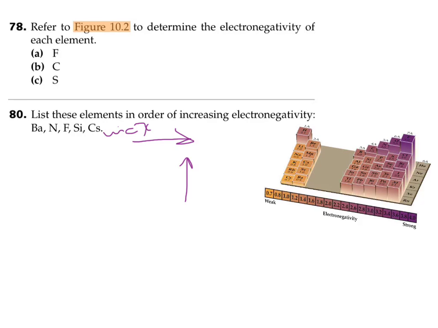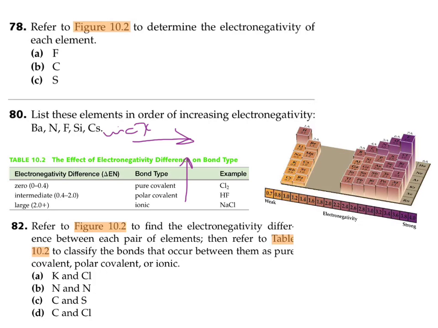So for 80, you've got, what, 5 elements, and you're supposed to list them in order of increasing electronegativity. I would suggest that you can actually use figure 10.2 to check yourselves, but just use the general trend. Find them on the periodic table and know that it increases from left to right, increases from the bottom up. And you should be able to do that.